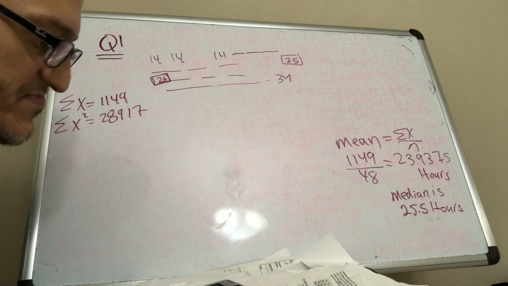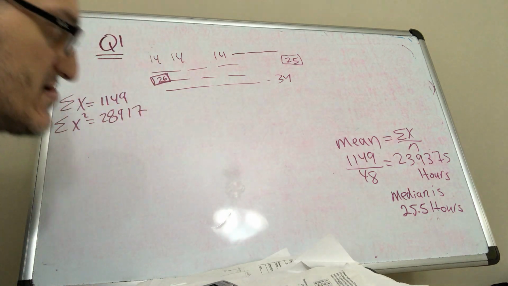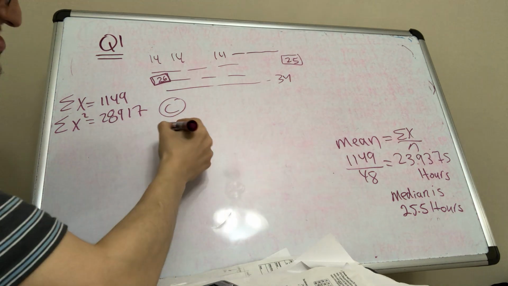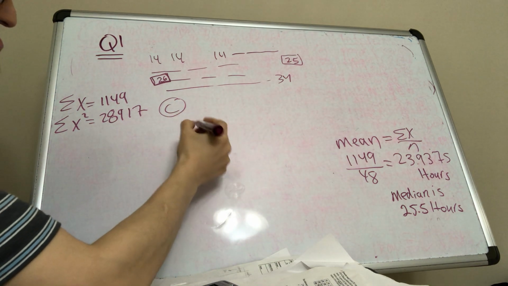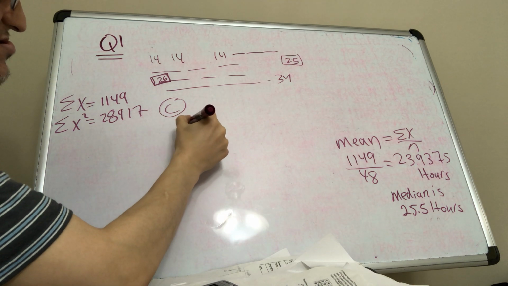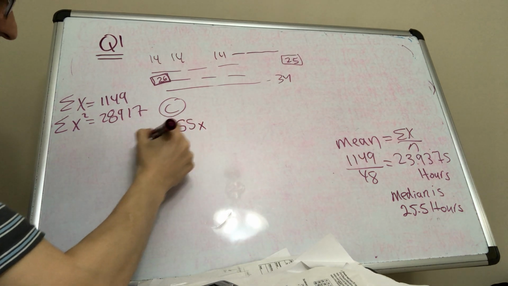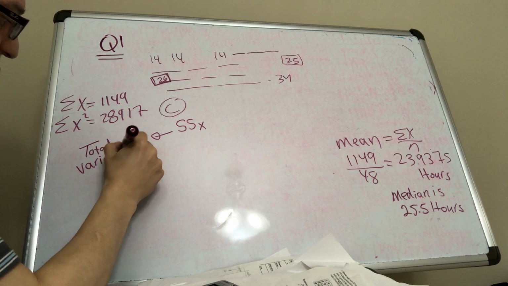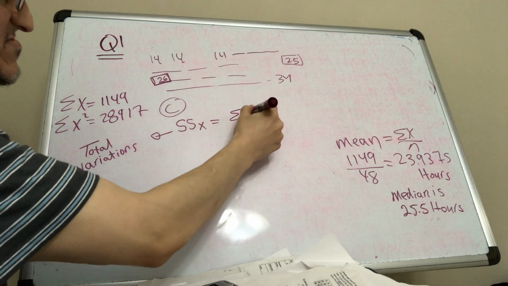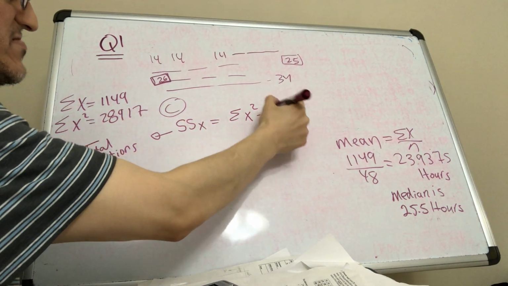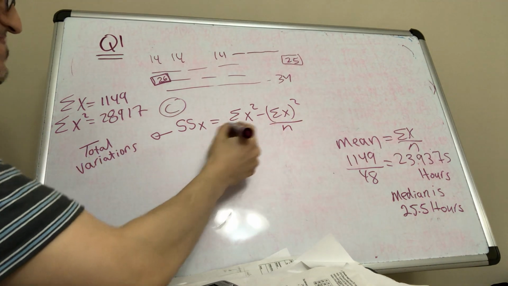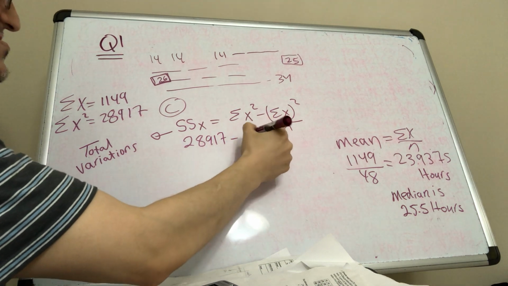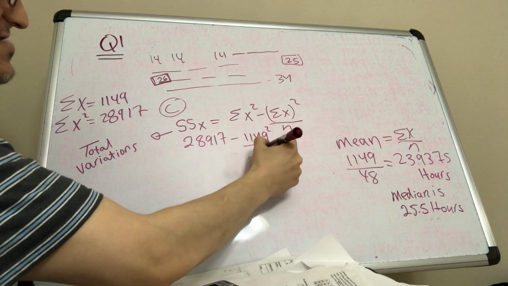The next question, C. Find the standard deviation. Now, the formula for the standard deviation is, you have to do it in steps. The first step, you do something called SSX, and that's total variations. That's the sum of x squared minus the sum of x squared over n. Sum of x squared is given, 28917. Sum of x is given, and there are 48 numbers.